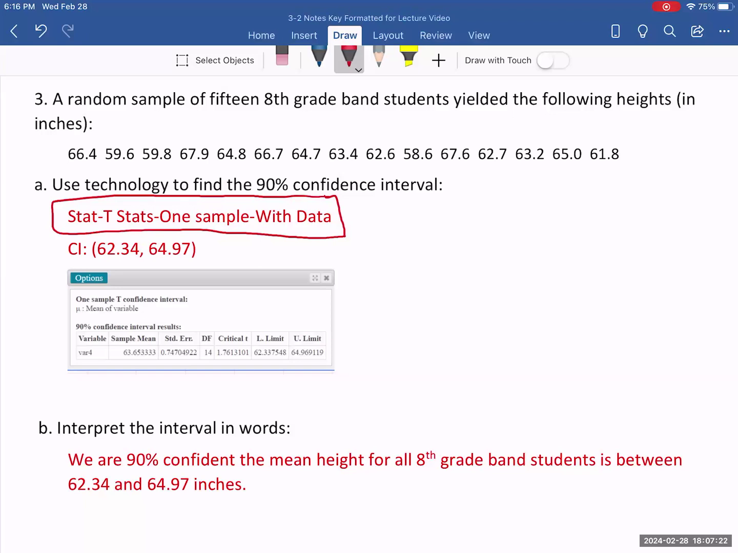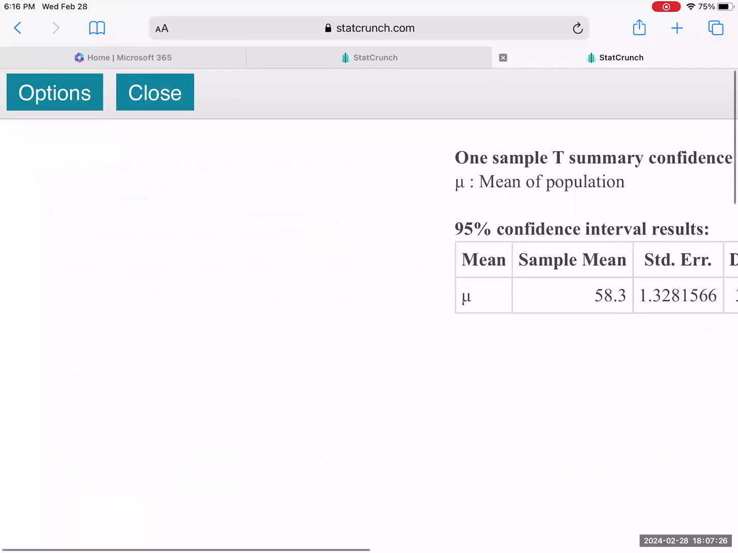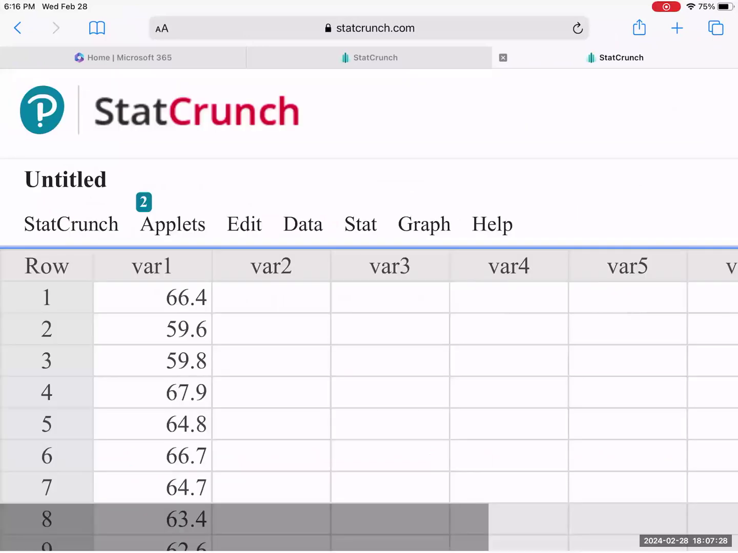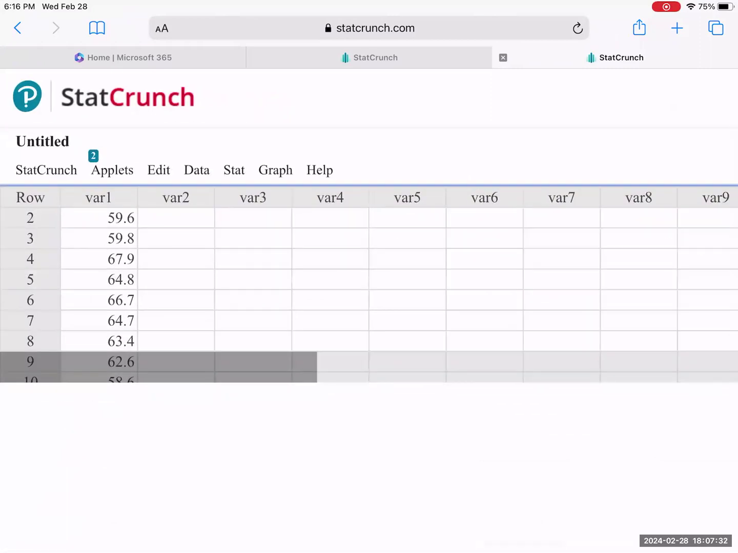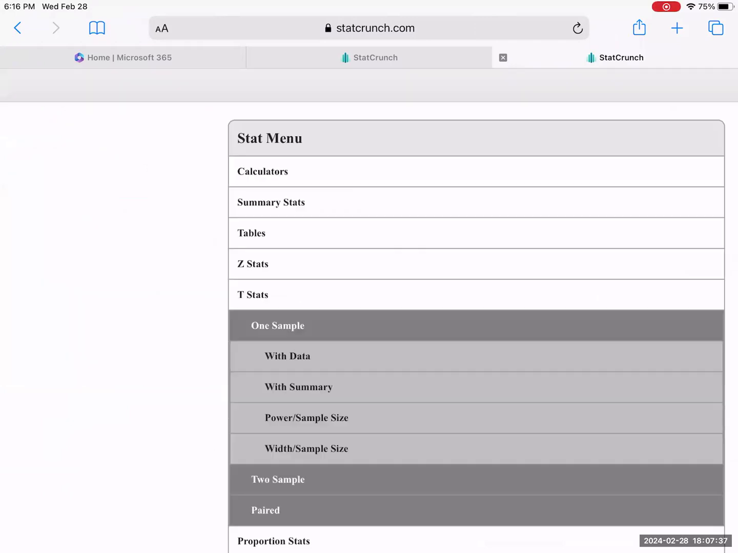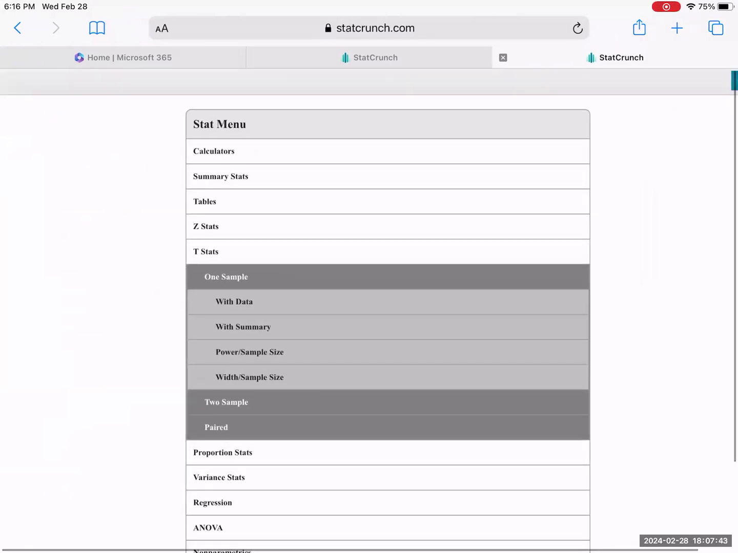So let's see what that looks like. I can actually just look at this list of data that I have in StatCrunch here. I type that in, and I can't see that whole list of data. It didn't show up. I know that's because iPads are stupid. It's fine. It'll be fine.